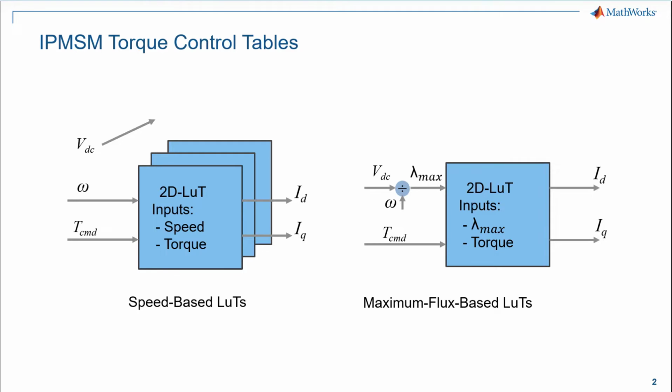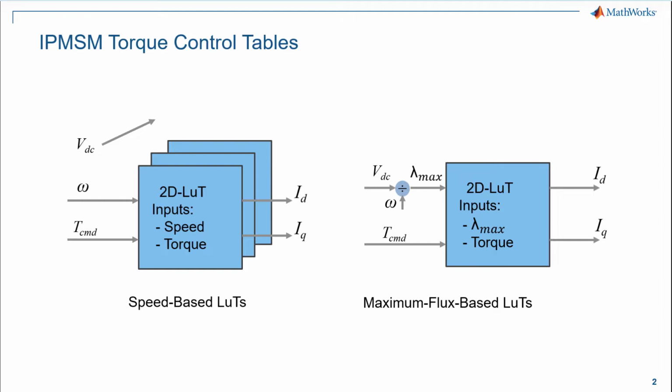The second type of lookup table is the maximum flux linkage based lookup tables. In this type of algorithm, we first use VDC and speed to calculate the maximum allowed flux linkage, which then becomes one of the inputs to the lookup tables. Here, VDC is already considered in the equation to calculate lambda max. Therefore, for this algorithm, we don't need multiple pages of lookup tables to account for the variation of VDC.